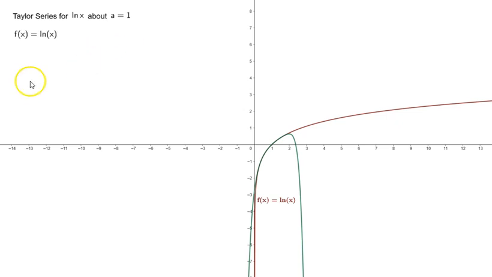So, we have f of x equal to natural log of x. Now, what is the first thing that we have to do? We have to figure out the successive derivatives of f of x. So, the first derivative of f of x is 1 by x. Second derivative is minus 1 by x squared.